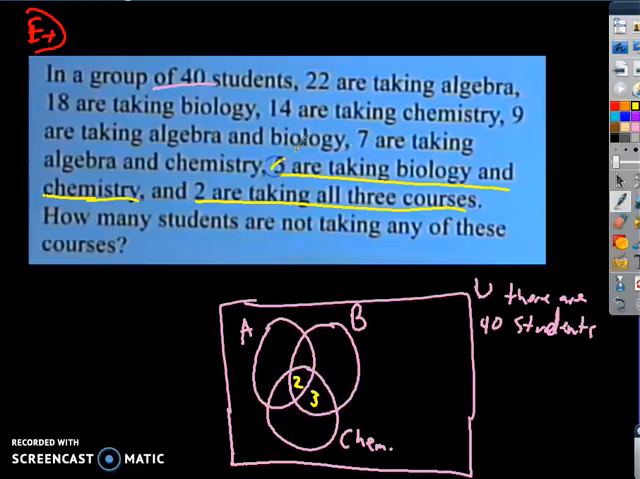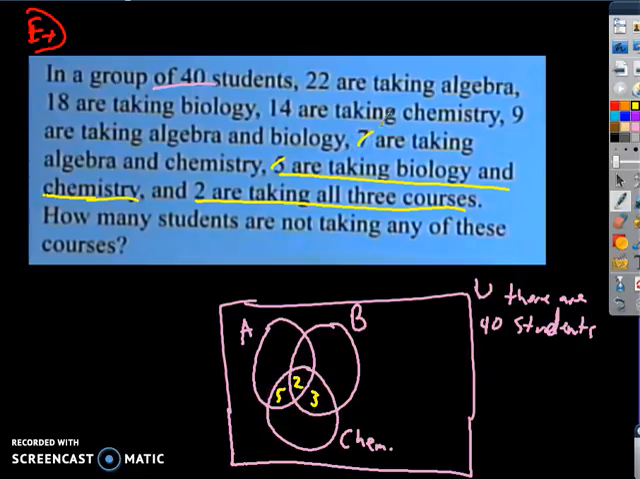All right, so that's been used. And 7 are taking algebra and chemistry. So here's the algebra and chemistry section. And in this section, there are 7 students. So there's 5 left that have now already been accounted for. All right, so that's been used.